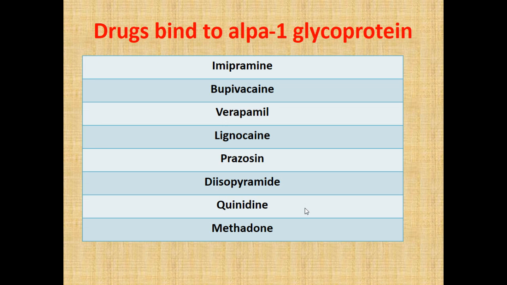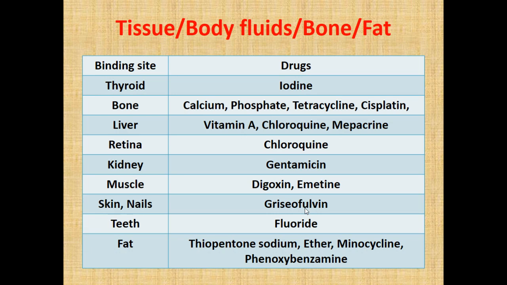Imipramine, bupivacaine, verapamil. Till now we have seen the plasma protein binding. Here, some of the drugs will bind to the tissues, body fluids, bone and fat. For example, in the thyroid, iodine will bind. Iodine will be stored in the thyroid.